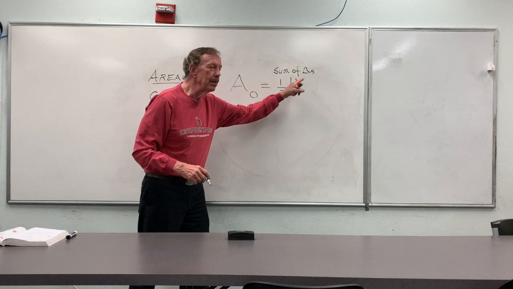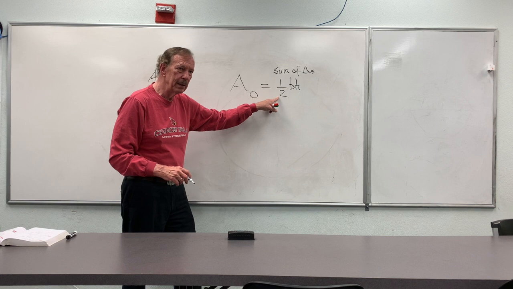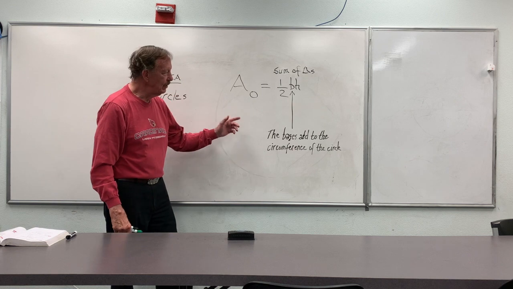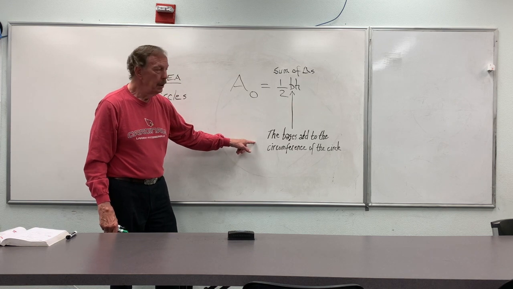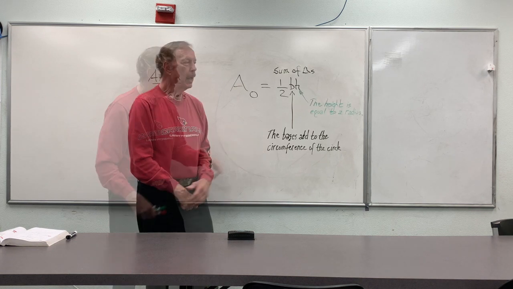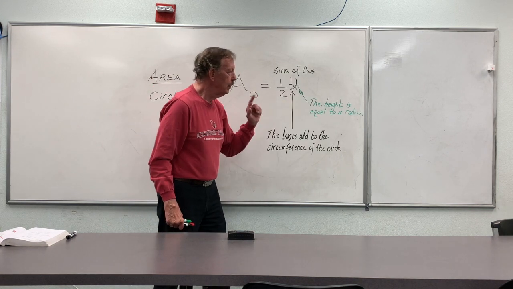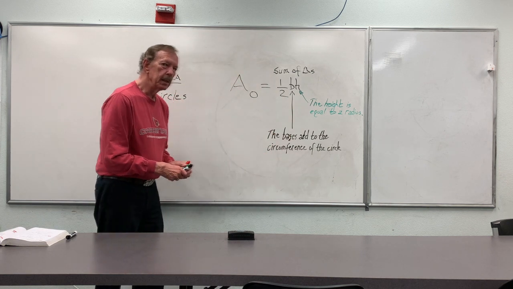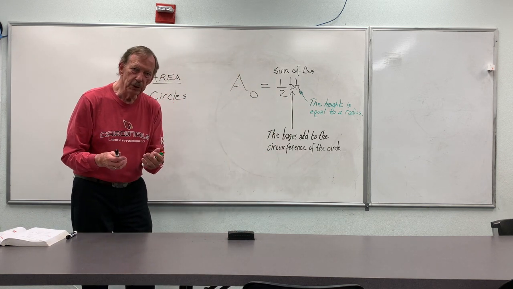So we have a formula that tells us the area of the circle is going to be the sum of the triangles, where each triangle is 1/2 the base times the height. The bases add to the circumference of the circle. The height is equal to a radius. Now let's make that substitution.